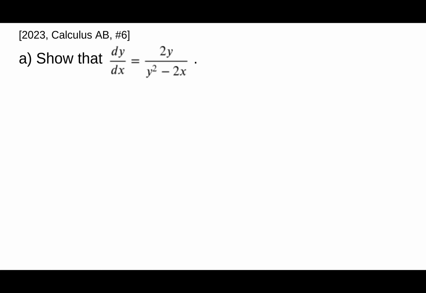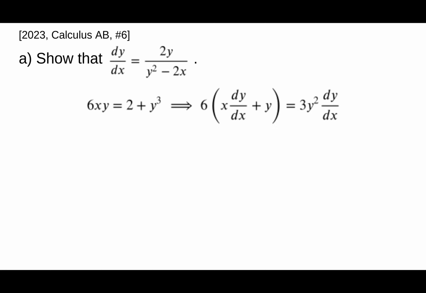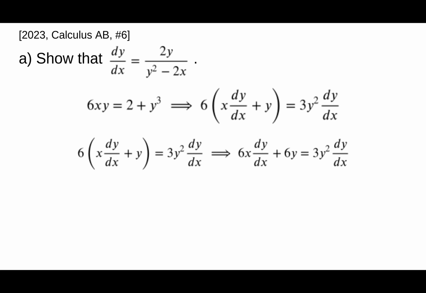In part A, we are asked to show that the derivative of our implicitly defined function, dy/dx, is 2y over y squared minus 2x. Straightforward implicit differentiation problem. Start with your given function, 6xy equals 2 plus y cubed. This implies if we differentiate both sides, 6 times x dy/dx plus y equals 3y squared dy/dx. Eventually we're going to have to get the dy/dx's together. So 6x dy/dx plus 6y equals 3y squared dy/dx.